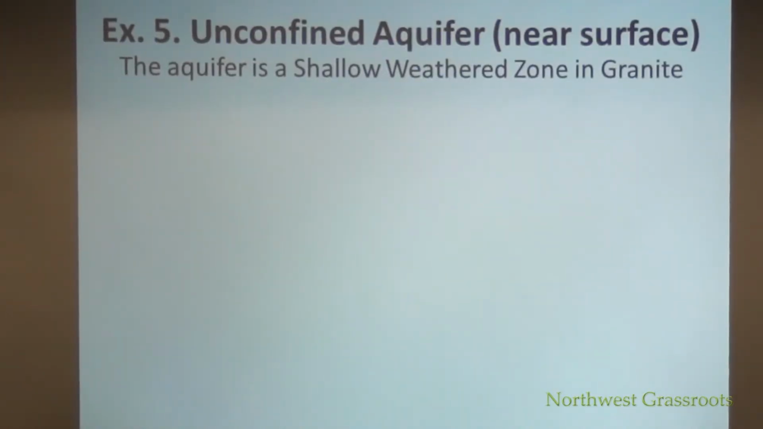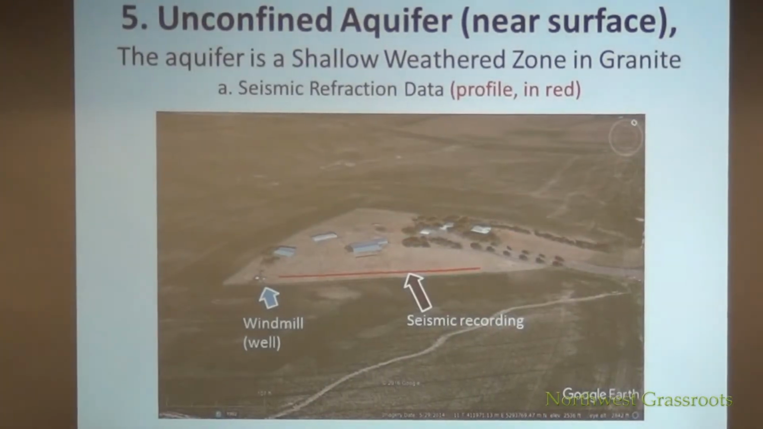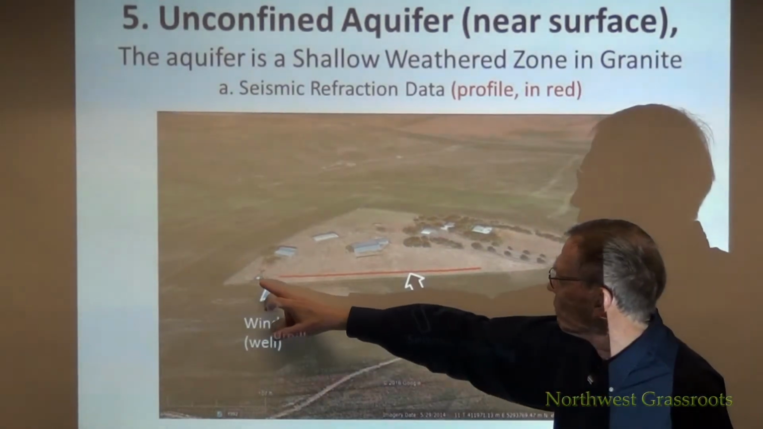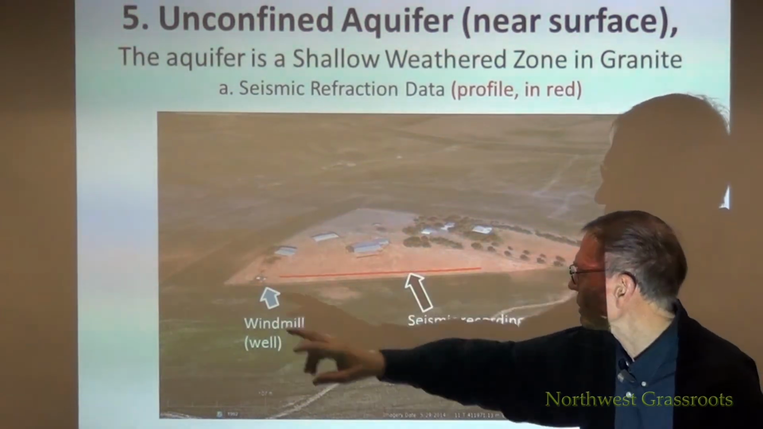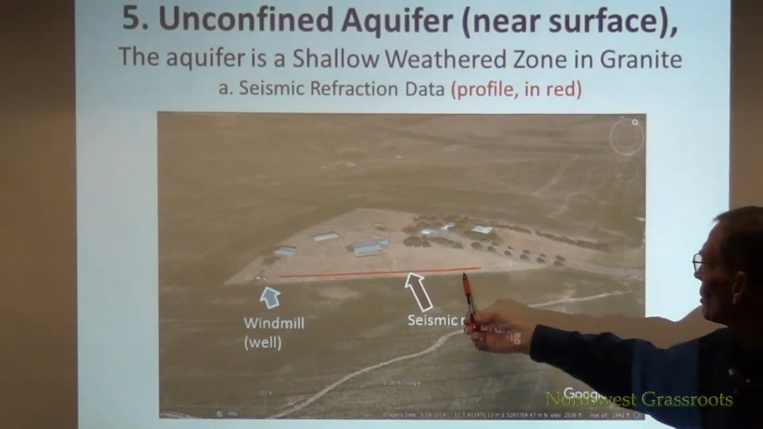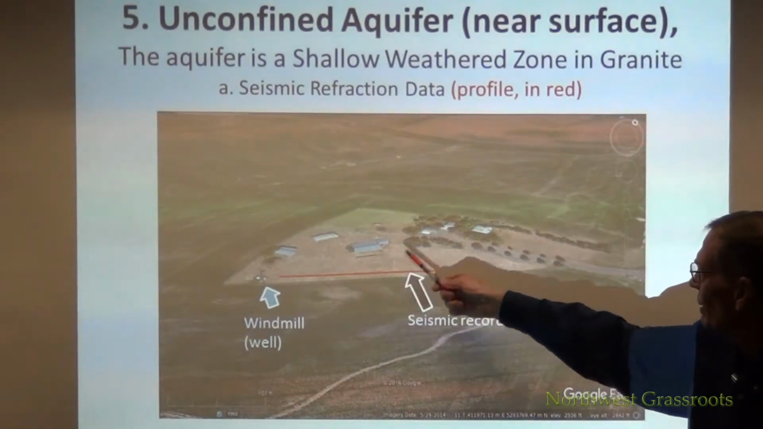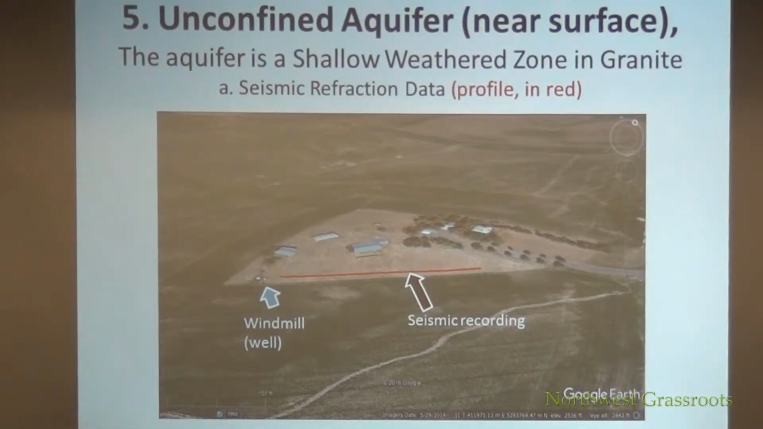Okay, so next we're going to look at a third example. We're not going to have any resistivity data here. This is another farm in Lincoln County. The farmer's got an old windmill here that he now has a submersible well in. So we had our seismograph line laid out here, and he pumps water from there up to a cistern in his house.